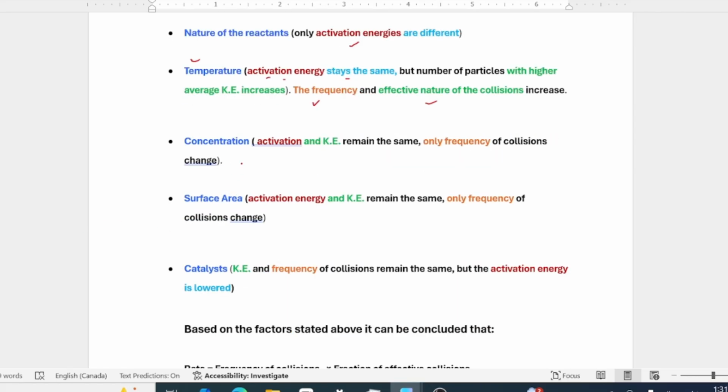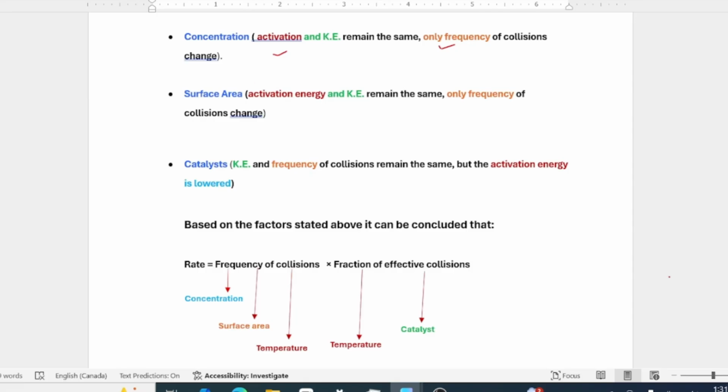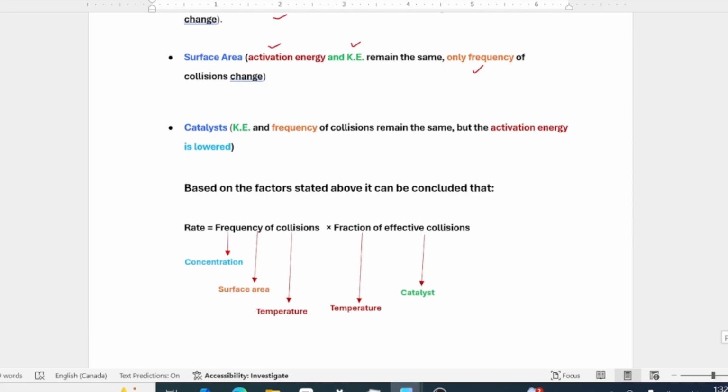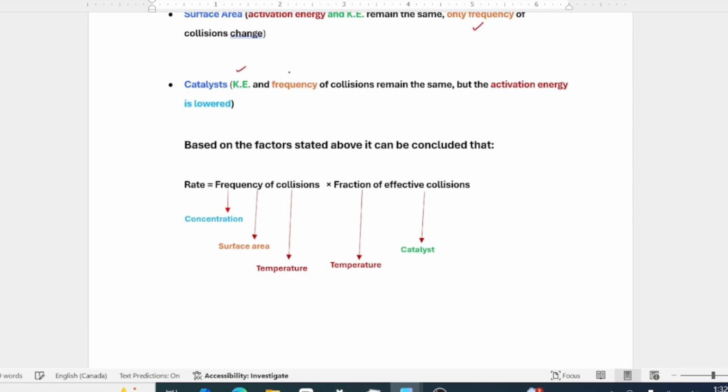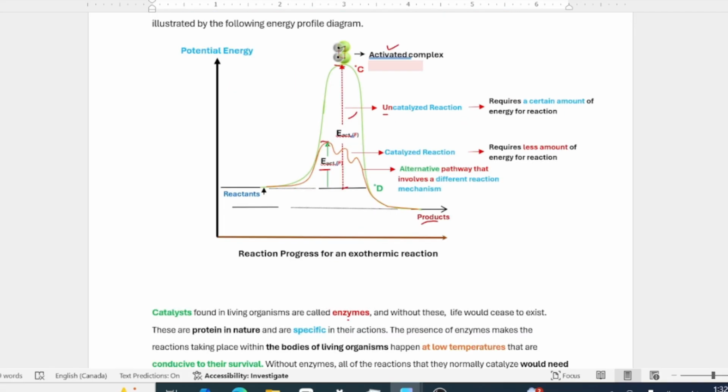Change in concentration of reactants does not affect the energy of activation for the reaction. The kinetic energy remains the same, only the frequency of collisions increases. Surface area: everything stays the same, but because you're increasing the surface area of the reactants, there's greater frequency of collision between them. And of course that will increase the rate of the reaction. And then we have catalysts. The kinetic energy and the frequency of collision stay the same, but the energy of activation is lowered. Only the energy of activation is lowered, everything else remains the same.